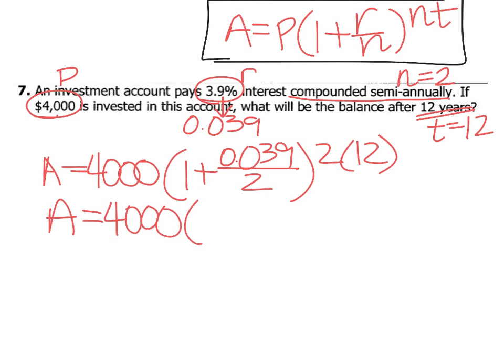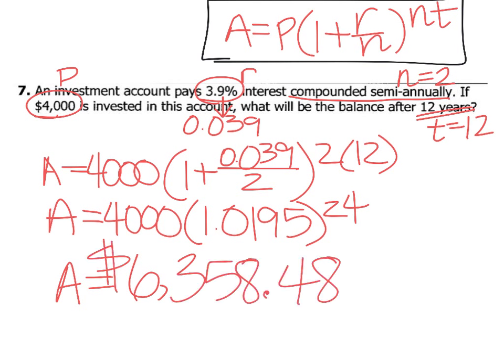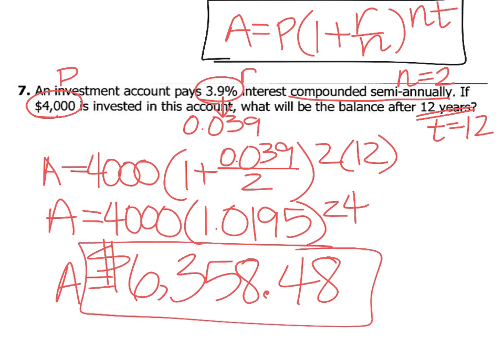We plug this into our calculator, and we're going to get 1.0195 to the 24th power. Then we let our calculator do all the hard work. So this investment, after 12 years, we plug 4,000 times 1.0195 to the 24th power. And we get that this balance will be $6,358.48 after 12 years. And that's our final answer.